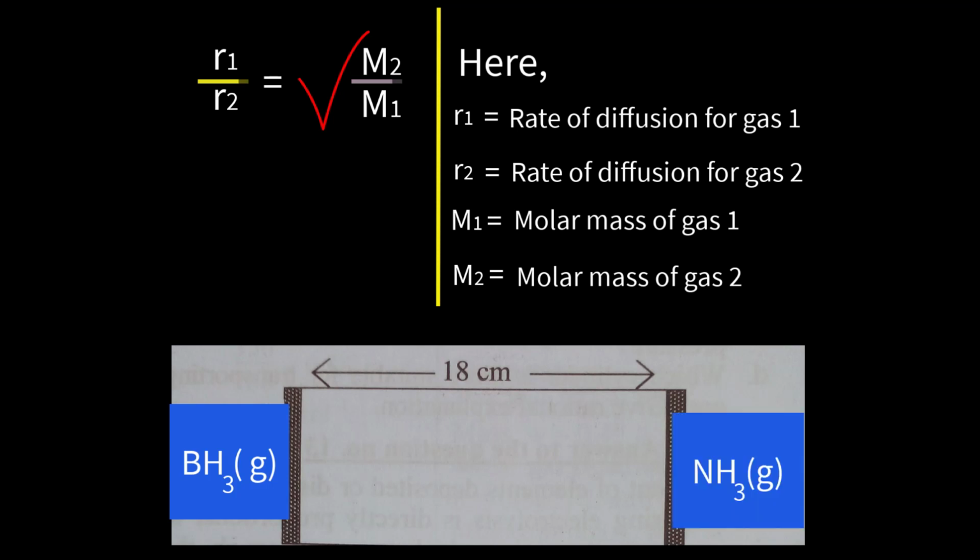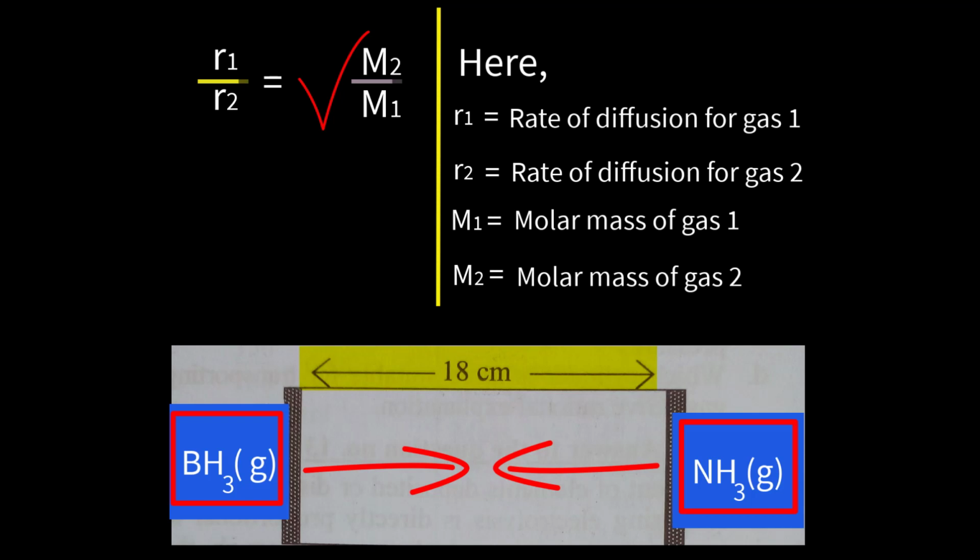Many students cannot understand which gas they should consider as gas 1 and which gas as gas 2. A little while ago, we have got that this XH3 gas is BH3 and this YH3 gas is NH3. The total distance here is 18 centimeter. In the process of diffusion, this BH3 gas will diffuse some distance in this direction, and this NH3 gas will diffuse some distance in this direction. Thus, they will meet together somewhere inside the cylinder.